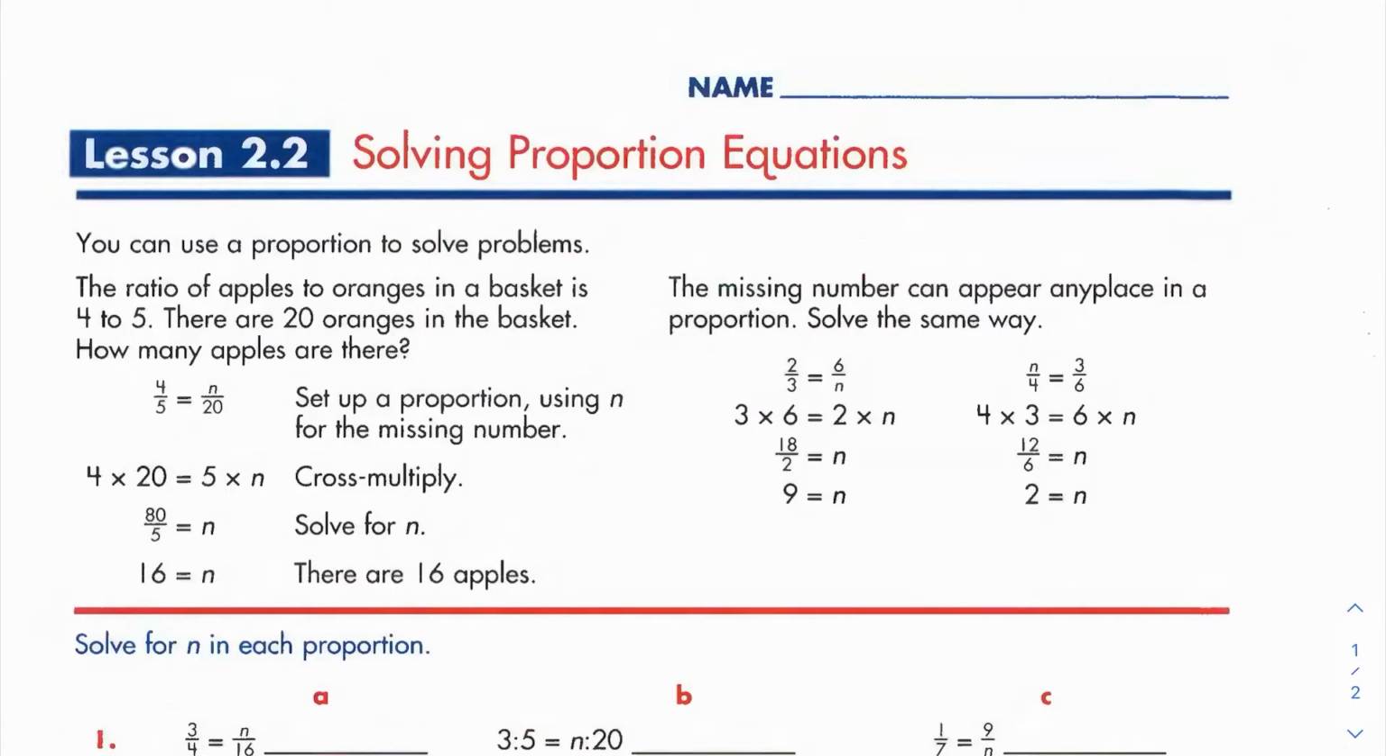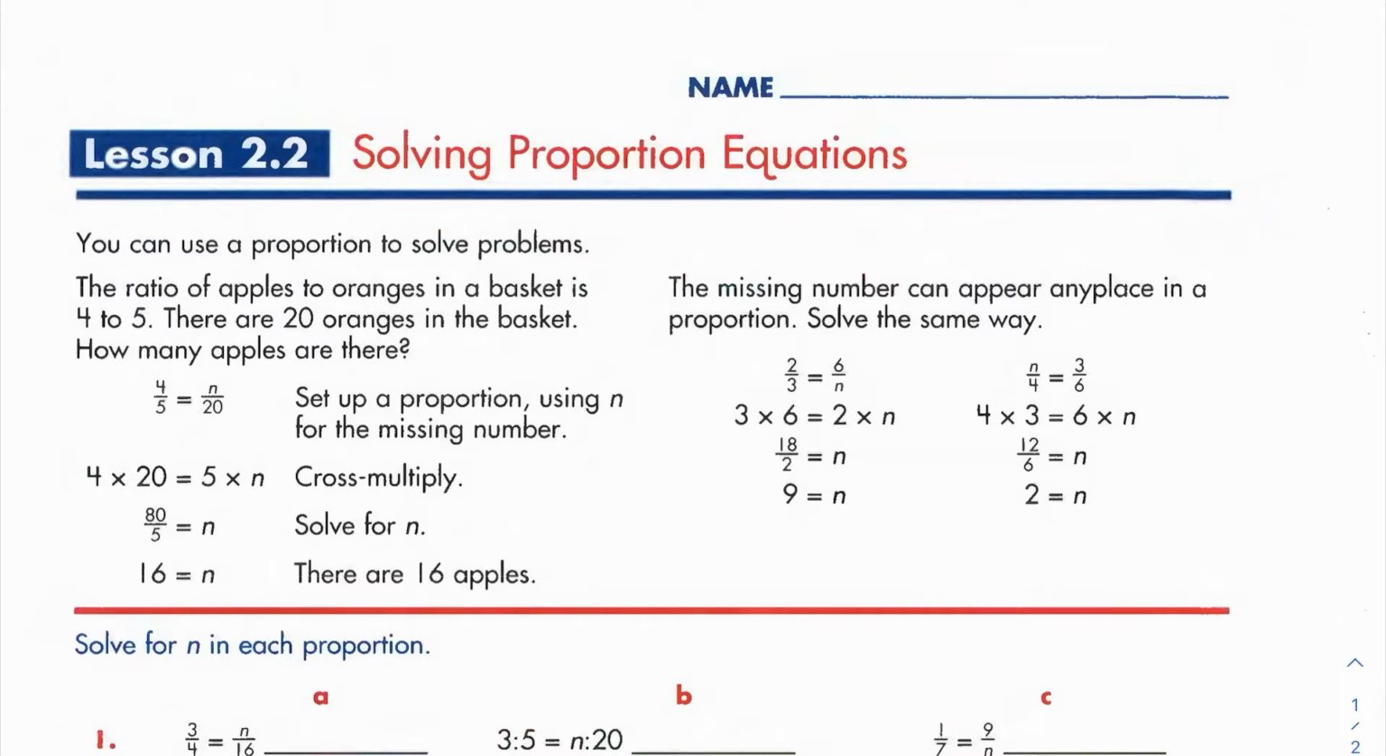First, it's important to know why we solve proportion equations. You can use proportion equations to solve word problems or to solve for a missing part of similar figures. We have a word problem given to us. It says the ratio of apples to oranges in a basket is 4 to 5. There are 20 oranges in the basket. How many apples are there? We can use this information to set up a proportional equation.